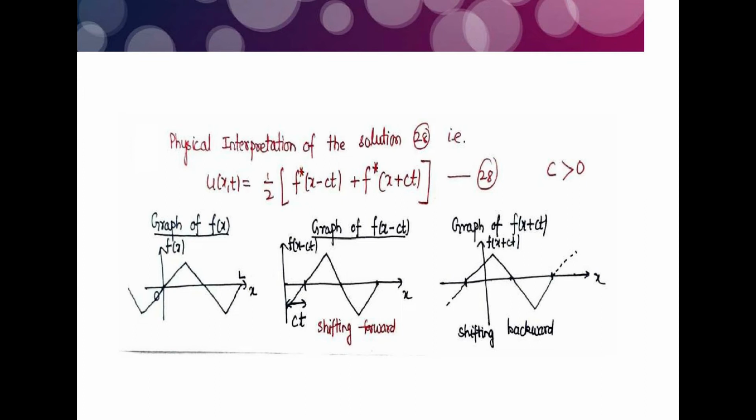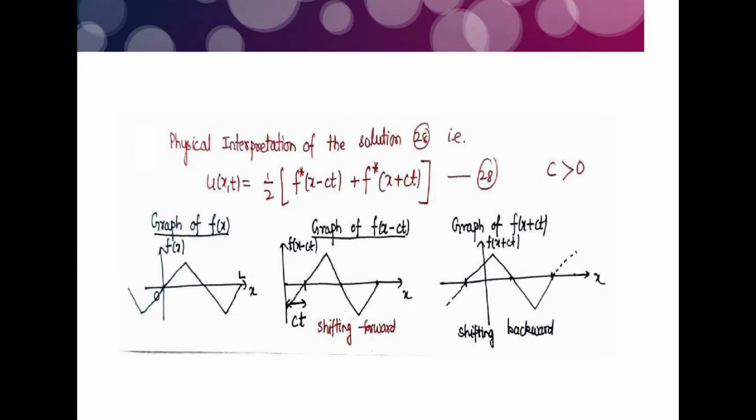Now to find the graph of f of x minus ct, we just pick the graph of the function f of x and shift it in the forward direction by a distance ct. See figure 2 here on the slide. So as it is, we pick the graph and shift it in the forward direction. Similarly, the graph of f of x plus ct is obtained from the f of x graph. In this case, we shift the graph as it is in the backward direction by a distance ct. See figure 3 on this slide.